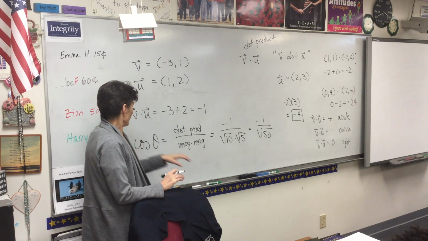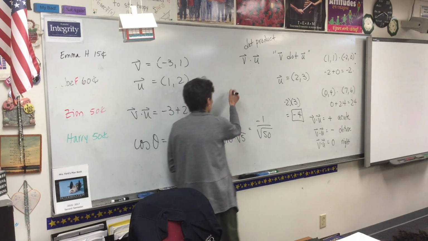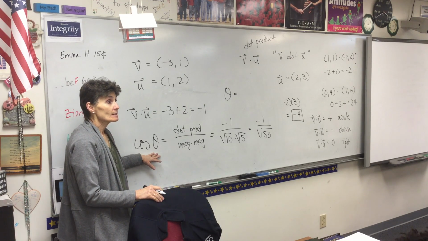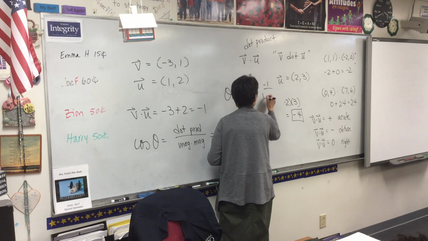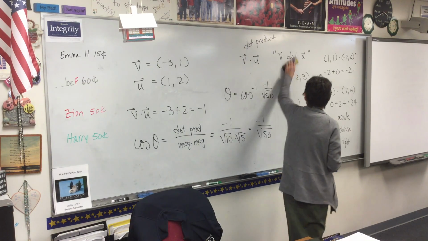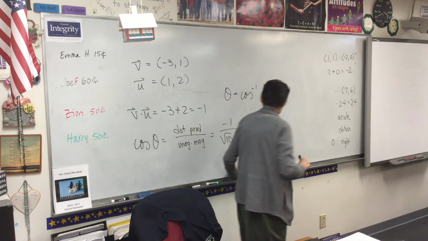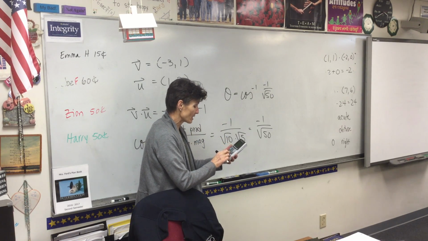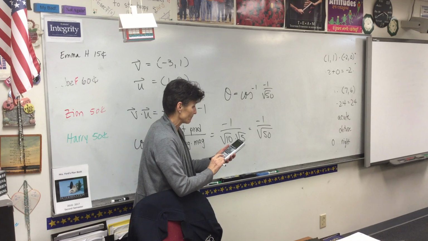Okay? Now, remember, that's the cosine. How do I find theta then? How do I find the actual angle? Second cosine. So I'm going to second cosine negative 1 over root 50. Okay, so let's get our calculator out. Don't worry about typing that in, it's easy. Second cosine negative 1 divided by the square root of 50.